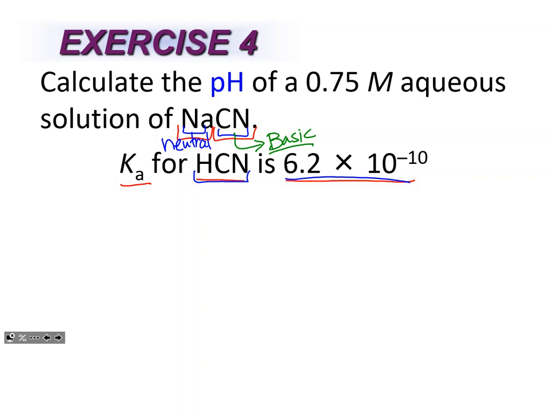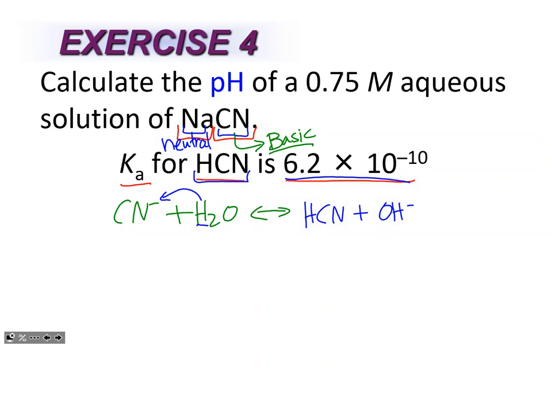So really our reaction that we're dealing with here for that particular salt is going to be the cyanide reacting with the water. And that, of course, is going to pull off an H. When it pulls off the H, you get hydrocyanic acid and hydroxide. And that's why it's basic, because it's going to produce some hydroxide in our solution.